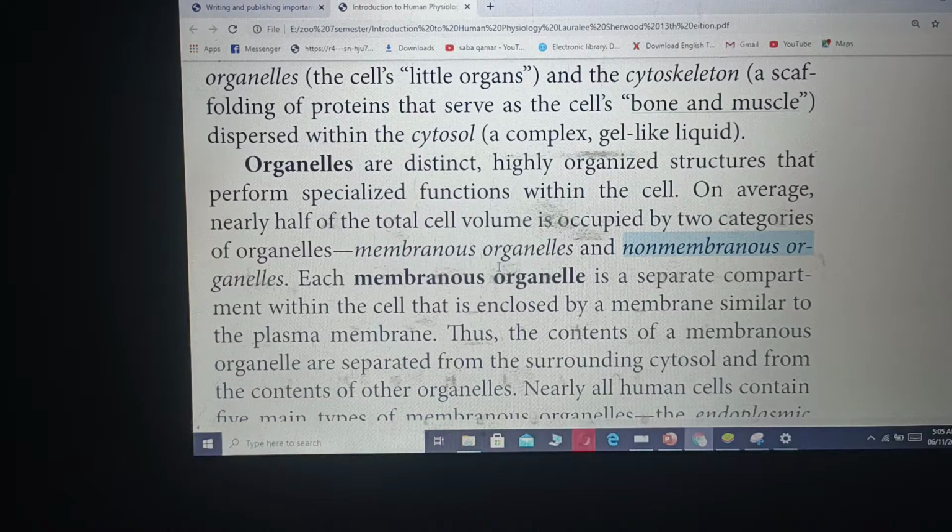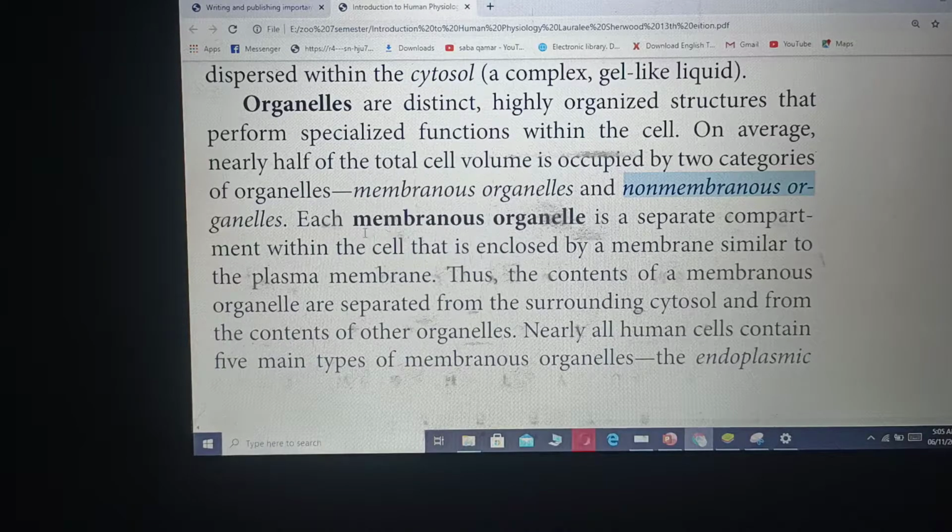What are membranous organelles? Membranous organelles are those organelles that contain a membrane, and it may be a double membrane, it may be a single membrane, and non-membranous organelles are those organelles without any membrane. So let's discuss first membranous organelles. What are membranous organelles? A membranous organelle is a separate compartment within the cell that is enclosed by a membrane similar to the plasma membrane.